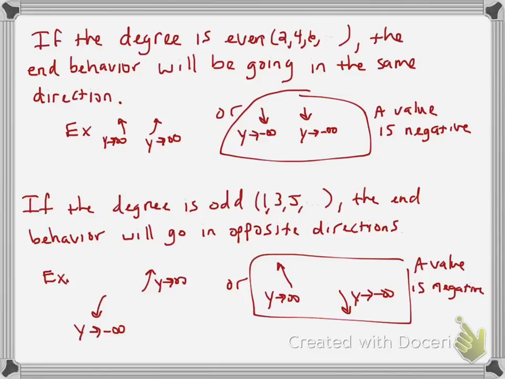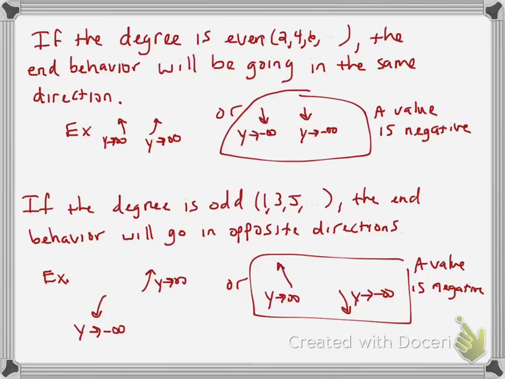We are reflecting it not over the x-axis. That's not what's happening. Or actually, no, we are reflecting over the x-axis. Strike that. All right. The degree is odd. We're going 1, 3, 5. The end behavior will be going in opposite directions. The first one, left side goes down, right side goes up.